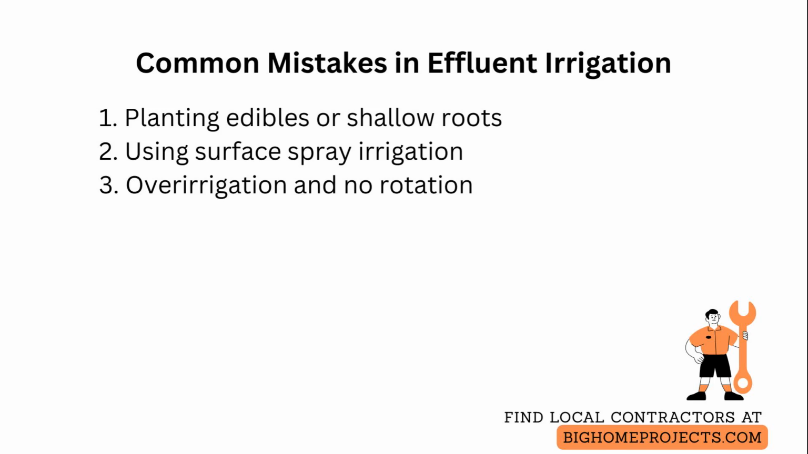Over-irrigation and lack of rotation cause wet soils and anaerobic conditions that harm plants and let nutrients leach, so reduce run times, stagger zones, and amend soils with organic matter to improve infiltration and microbial processing.